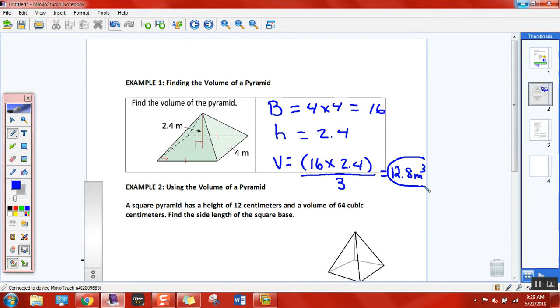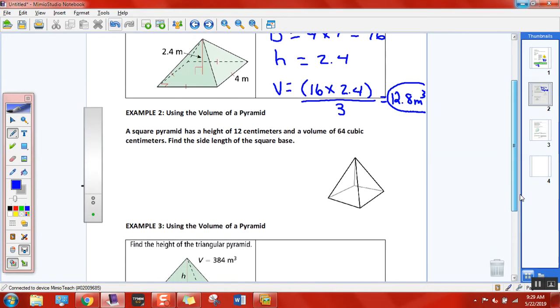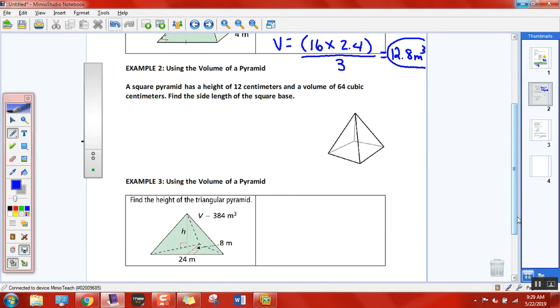All right, you guys try to talk me through example 2. Let's see what we can come up with here, kids. How about a volunteer to read 2? A square pyramid has a height of 12 centimeters and a volume of 64 cubic centimeters. Find the side length of the square base.